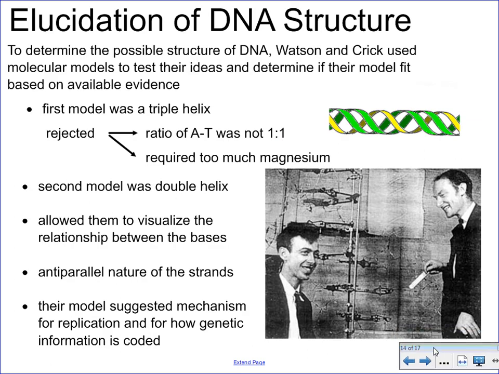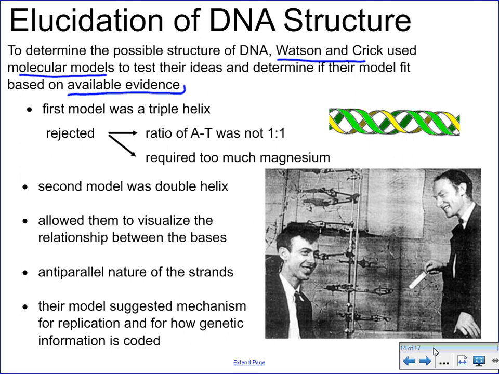So the elucidation of that DNA structure was quite a giant feat in biology. And it was two individuals that get credited with that, Watson and Crick. To determine that possible structure of DNA, Watson and Crick actually used molecular models to test their ideas and determine if their model fit with the evidence that was made available to them.